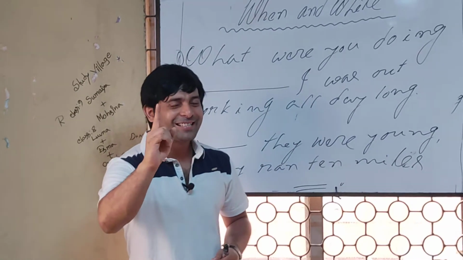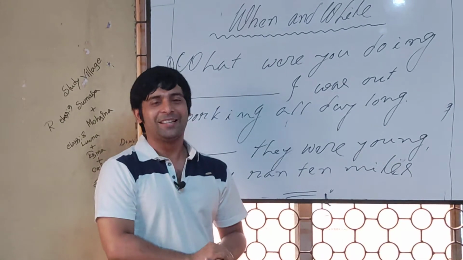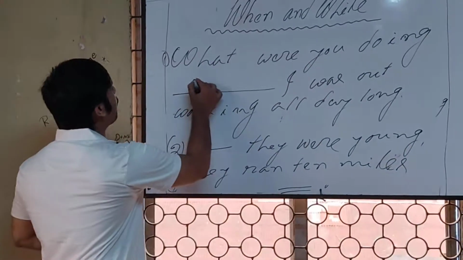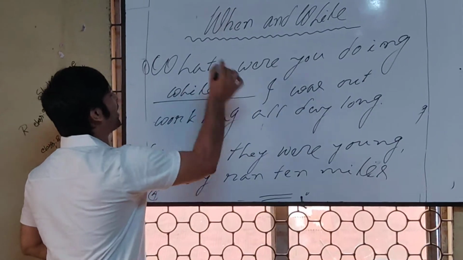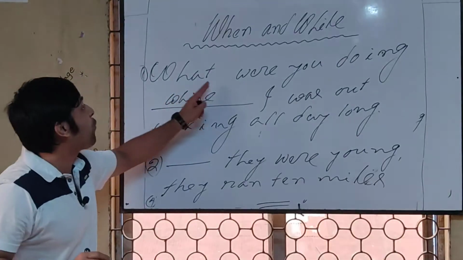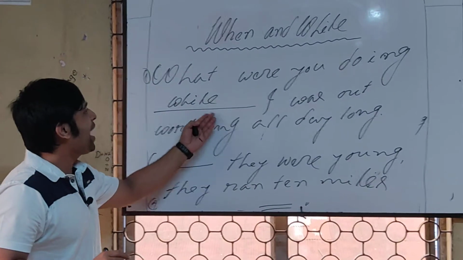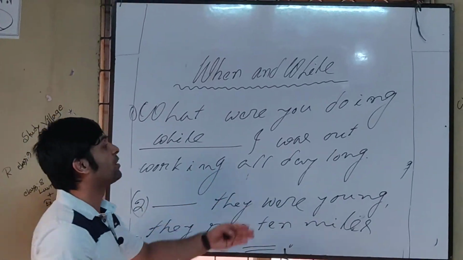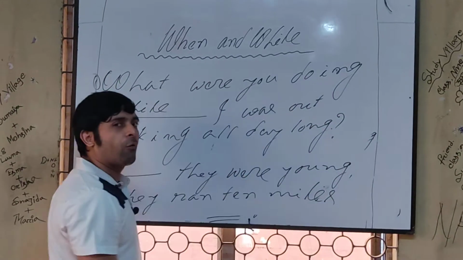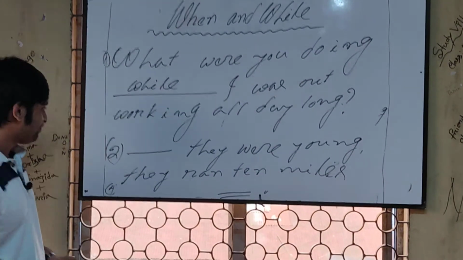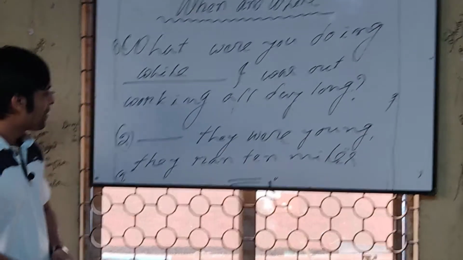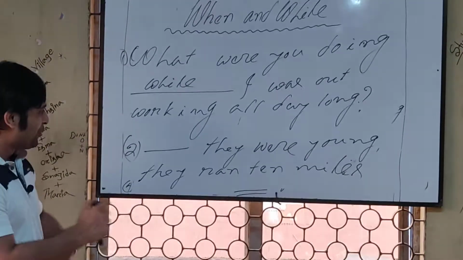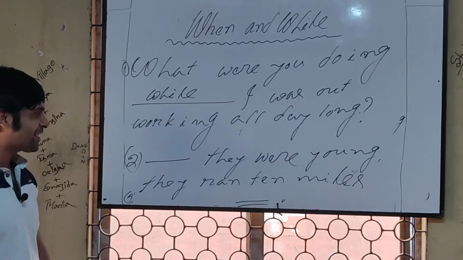Yes, you are right. That is a long action. That is why I should use here while. While will be correct. While is correct. So what are you doing while I was out walking all day long? I can use here the question mark. Thank you so much. Next example. This is the final example. Could you please tell me which one is the right answer?